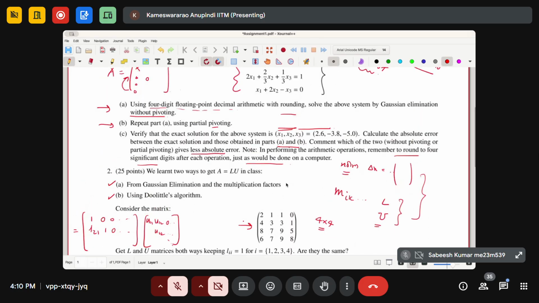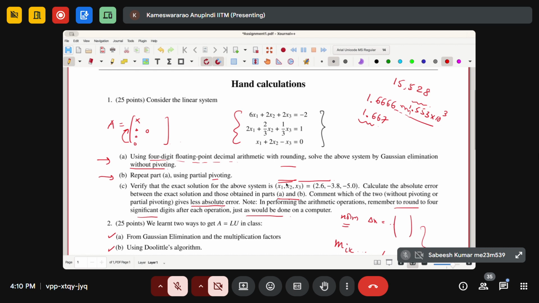Yeah. So it will not become 0 actually. Just check it, okay? Once. Yeah. Okay. You have to apply this round off with 4 digits at every operation. That means every division, every multiplication, and so on. Yeah. Understood.